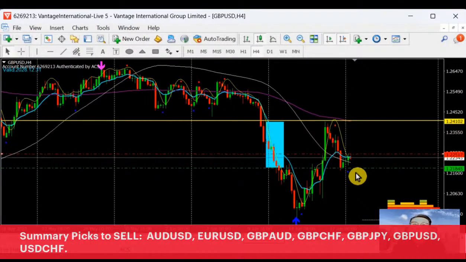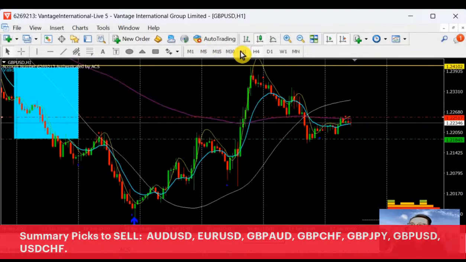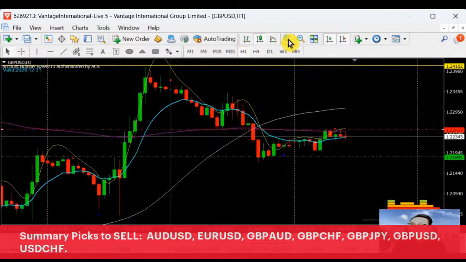However, right now, we are looking at this lower time frame of H1 here. Let's see. When you go down to a lower time frame, it goes into the details. Correct?